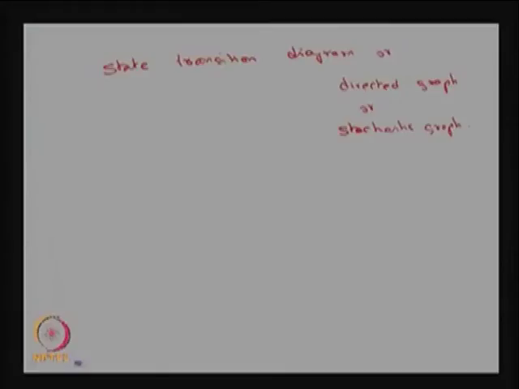I am going to explain the discrete time Markov chain with 3 simple examples. The first example is as follows.